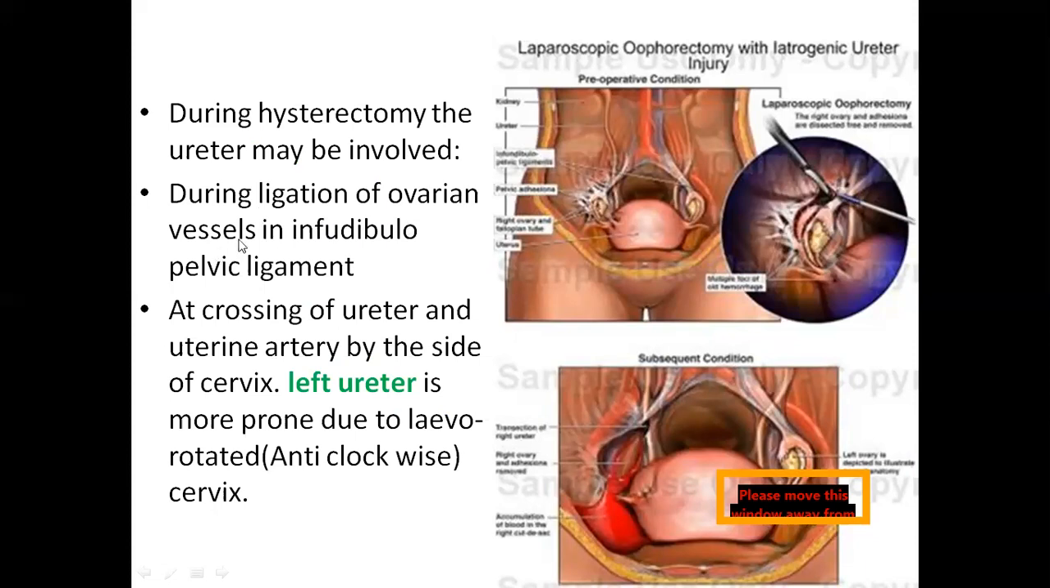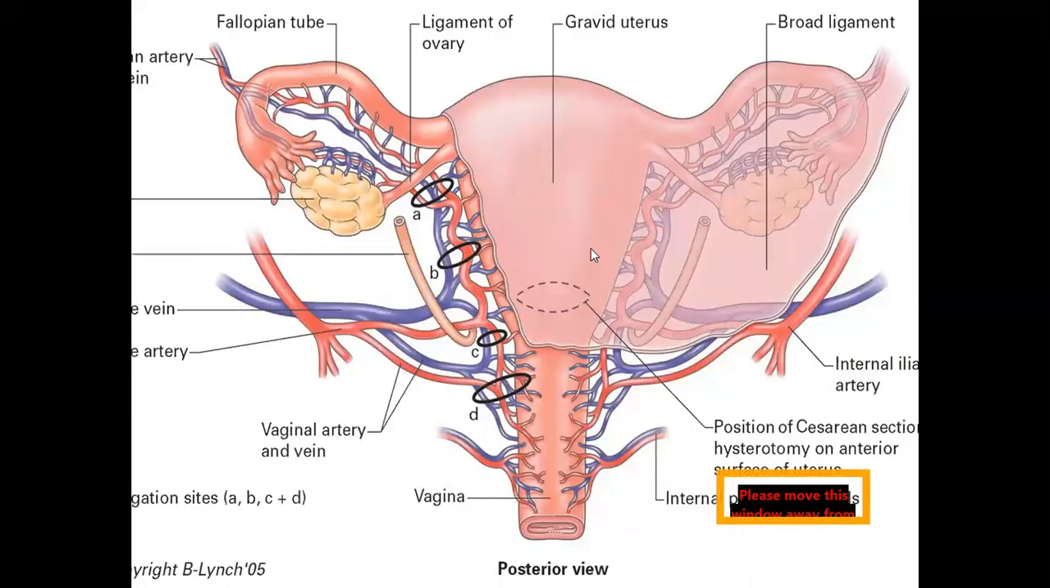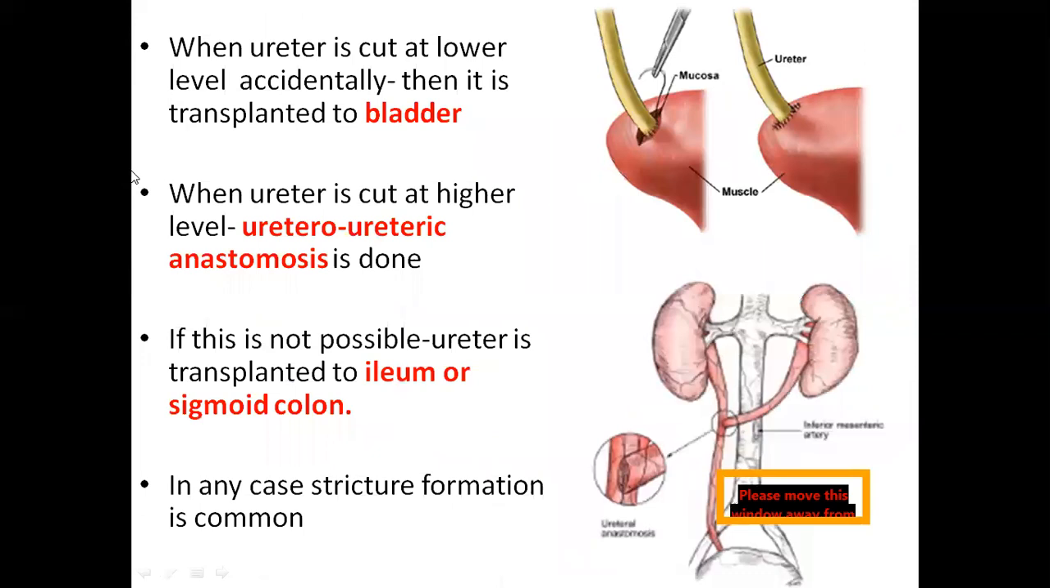During ligation of ovarian vessels in the infundibulopelvic ligament, again there is a risk of tying the ureter instead of the ovarian vessels. At the crossing of the ureter and uterine artery by the left side of the cervix, the left ureter is more prone to injury due to the anti-clockwise movement, the levo-rotated cervix. So we know this is the uterine artery and this is the ureter. Let's be very careful not to tie the ureter for the uterine artery during hysterectomy.